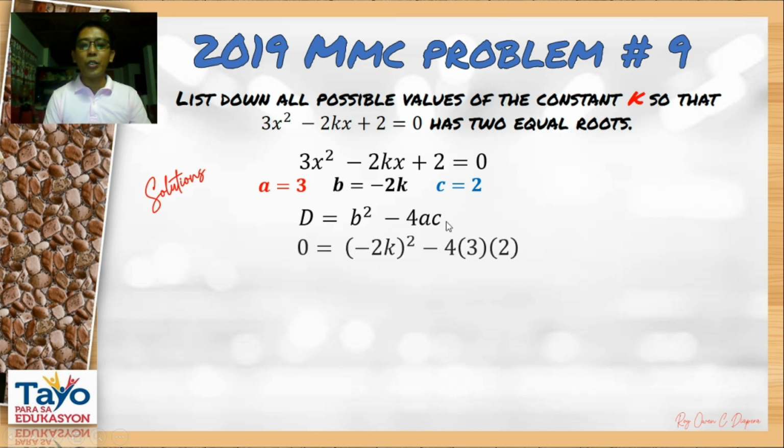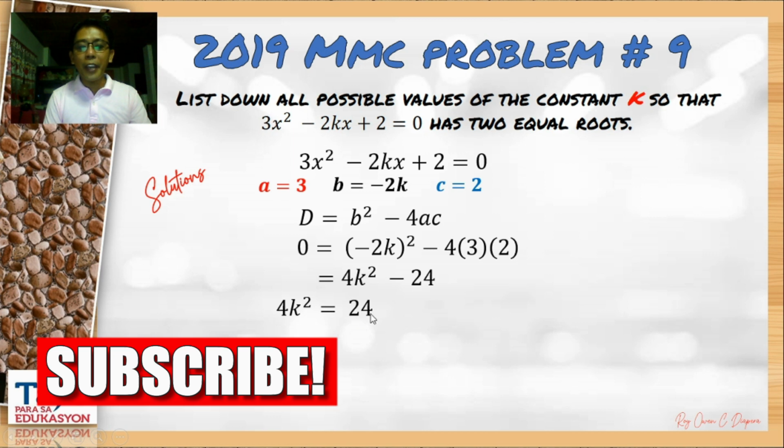Now substituting the value of b, which is negative 2k raised to the power of 2, minus 4, and the value of a is 3, and the value of c is 2. Simplifying further, negative 2k raised to the power of 2 is 4k squared. Negative 4 times 3 times 2 is negative 24. Transposing negative 24 to the other side, negative 24 becomes positive 24.